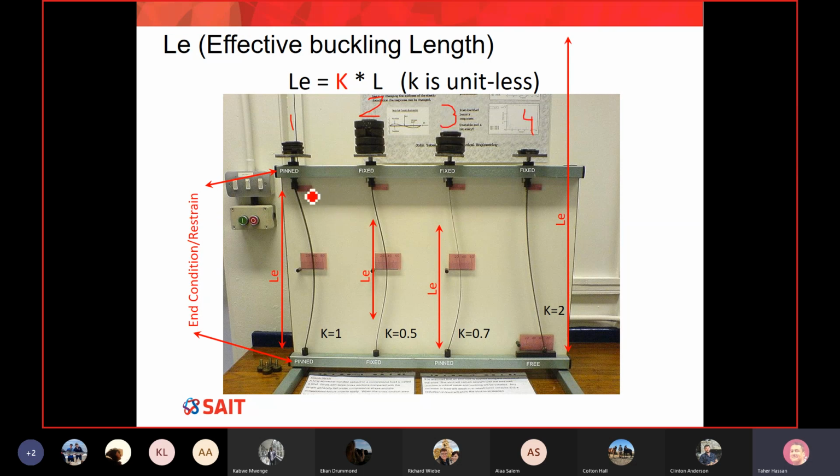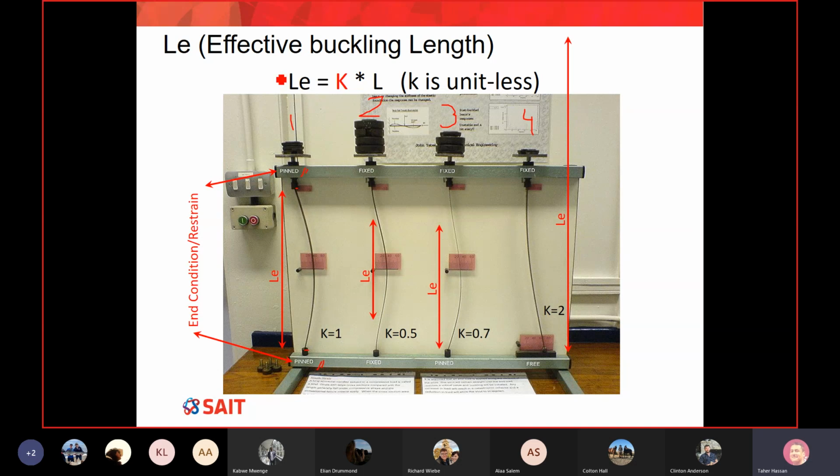And where is your column? Is it this little thing here? This guy from here to there, this is your column. Now you can see what we're doing here is we're trying to test different end conditions. For example, the one on the left, which is number 1, you can see we're allowing rotation at each end. So it's called bend and then bend, okay? And you can see my column will buckle on the full length of the column.